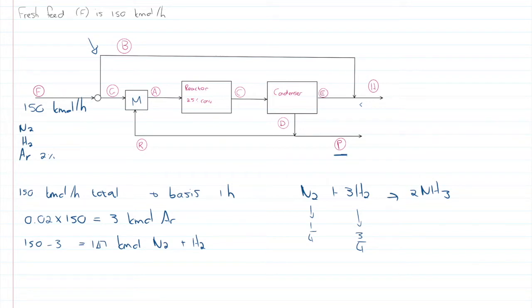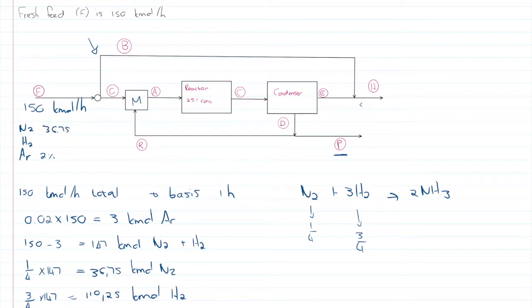So using that same ratio, since we are feeding stoichiometrically, we can use 1/4 × 147 to find the nitrogen. And the rest, or 3/4 of 147, is hydrogen. So now I know what's going on in stream F. But before I can carry on, I need to check whether I have to use the bypass or not.